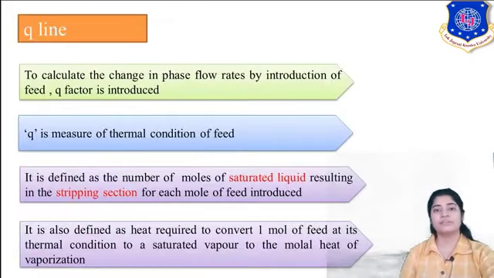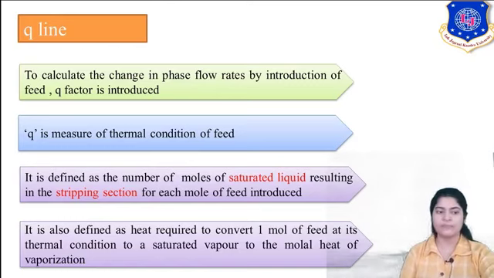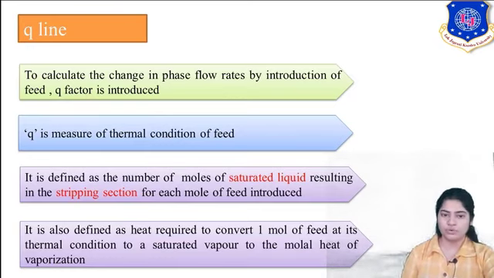The next topic is about Q line. What is Q line? As we saw, based on the condition of feed, your liquid and vapor flow rate in enriching and stripping section may be different, may be same, right? So here we are introducing a new factor, that is Q. To calculate the change in phase flow rates by introduction of feed, Q factor is introduced. Here you can say that your Q is a measure of thermal condition of feed.